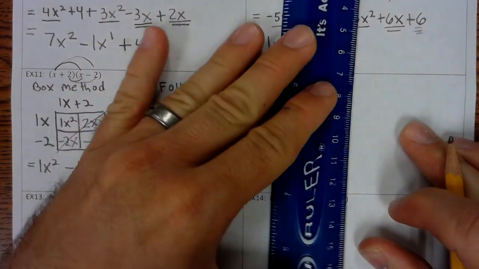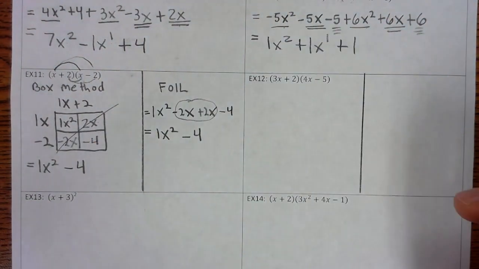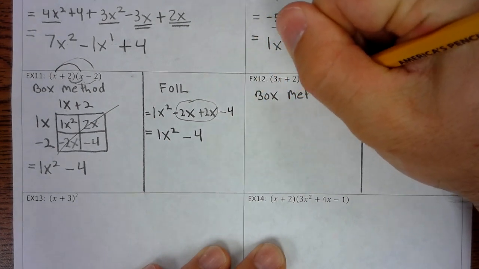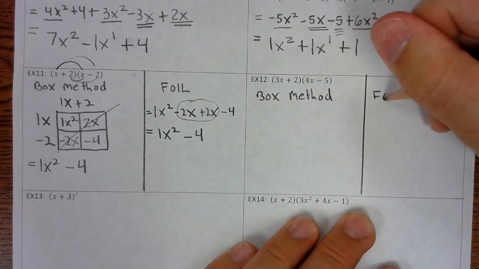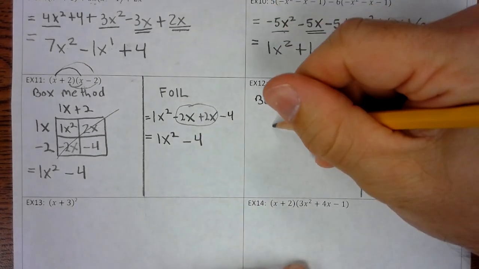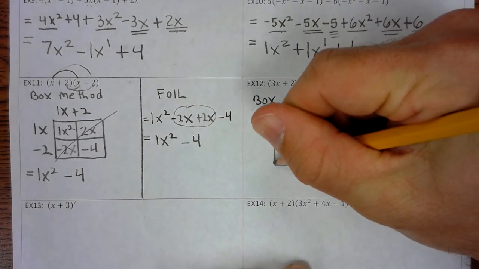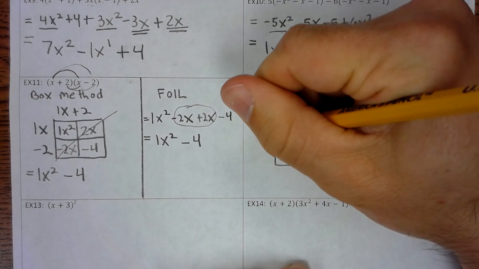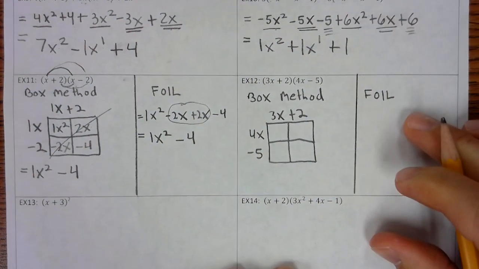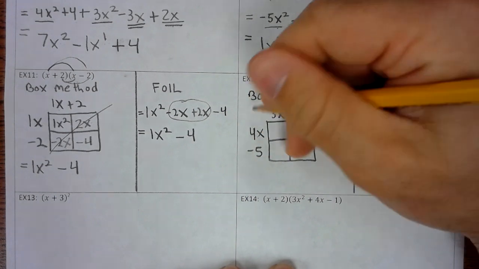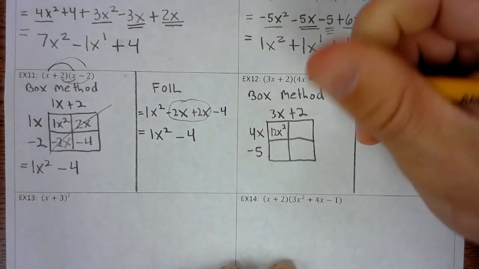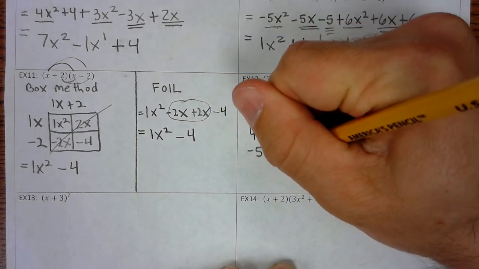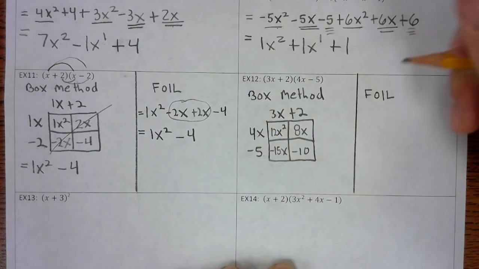All right, so again on this one, I'm going to use the box method. And I'm going to FOIL. So box method, you draw a box. So 3x plus 2, 4x minus 5. So 4x times 3 is 12x squared. 4x times 2 is 8x. Negative 5 times 3 is negative 15x. Negative 5 times 2 is negative 10.